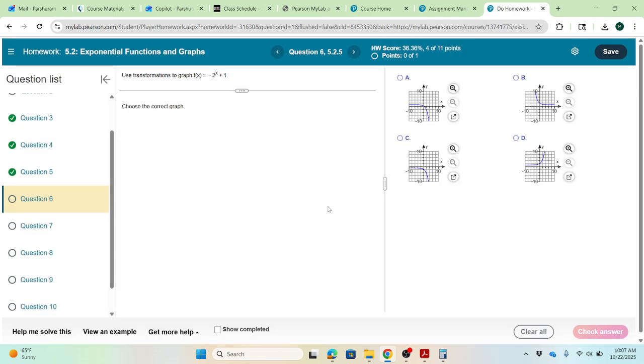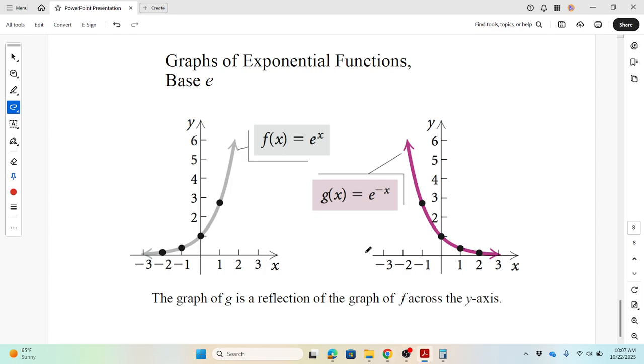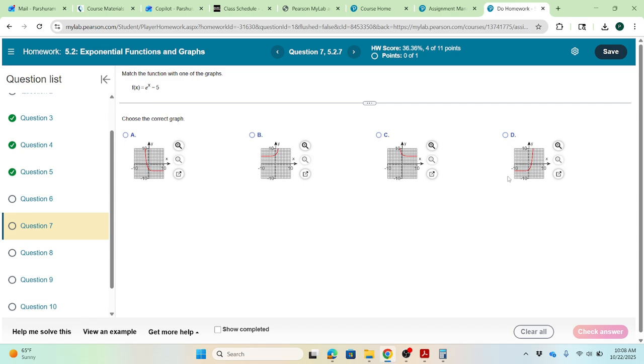This is also a transformation, so I'm going to go to the next problem. Yes, e to the power x minus 5. So subtracting 5 from the y coordinate is a vertical shift down 5 units. The graph of e to the power x is like this, and we take this graph and shift it vertically down 5 units. I think this is the only option you have.